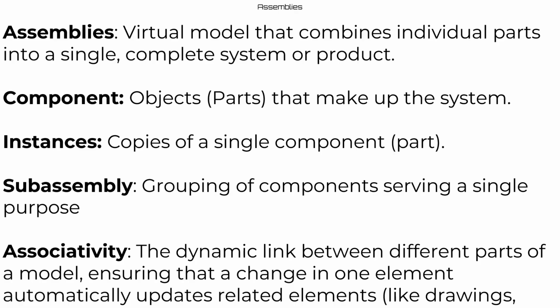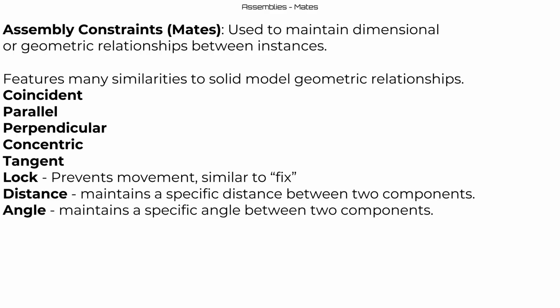And then associativity is a dynamic link between different parts of a model, ensuring that a change in one element automatically updates related elements like drawings, and in this case, assemblies. So if you have a part and let's say you change the length from 1 meter to 2 meters, it'll update automatically every other place that specific component is featured. So it just makes it easier.